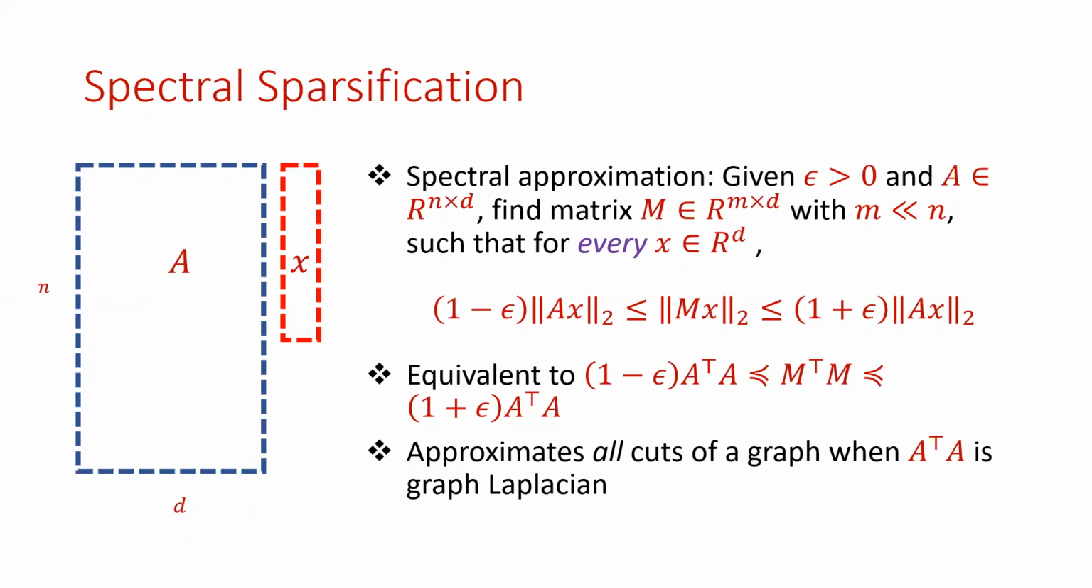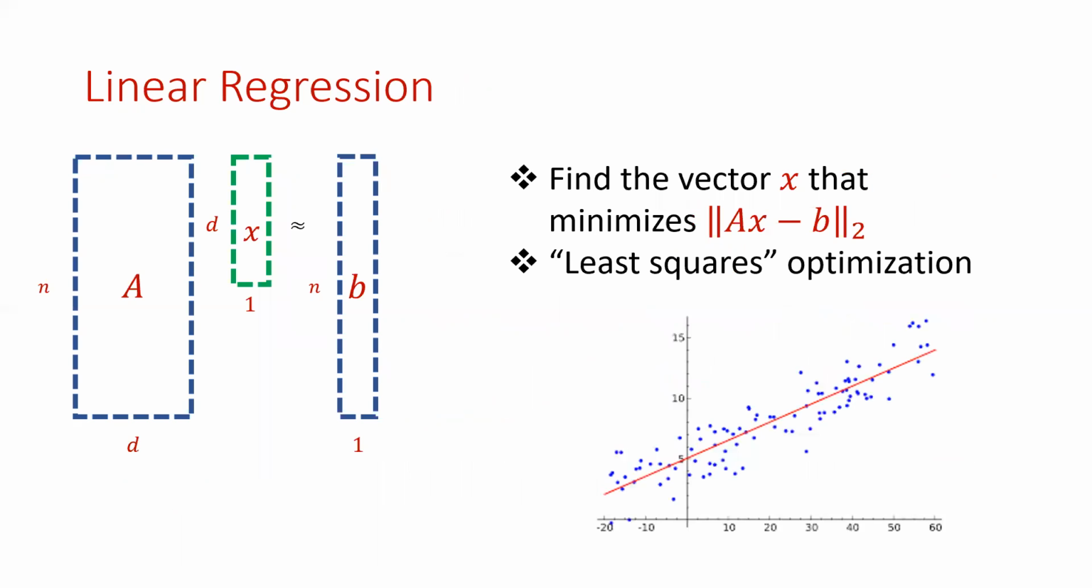It can be shown that such a matrix M will be able to approximate all cuts of a graph when A transpose A is a graph Laplacian. Moreover, by tweaking the input matrix A a bit, it can also be shown that this approach can approximately find the vector x that minimizes the 2 norm of Ax minus b. And this is the form of least squares regression.